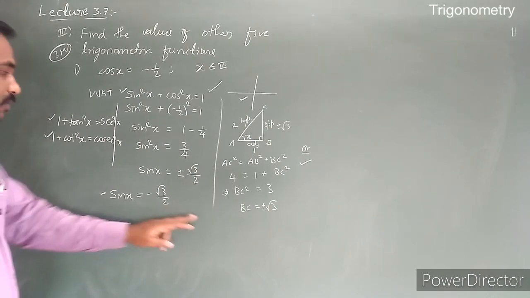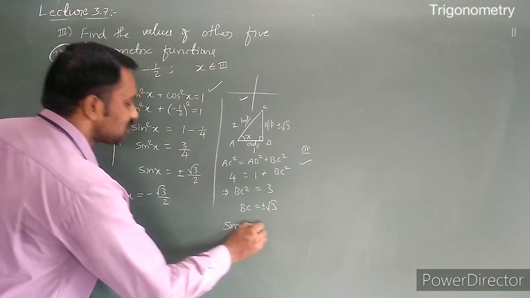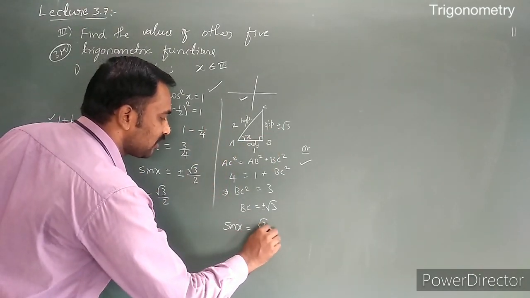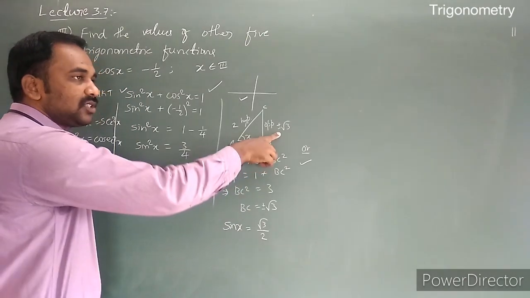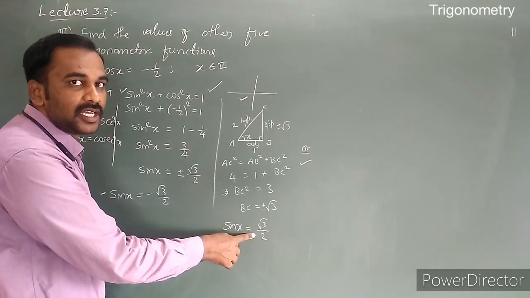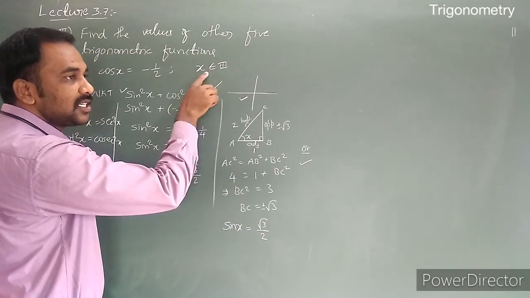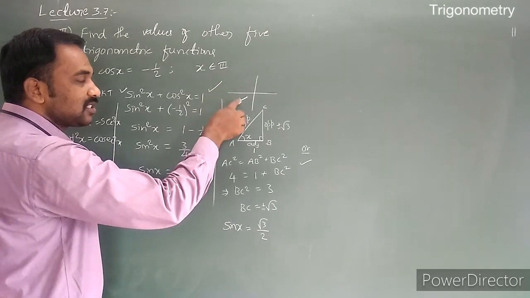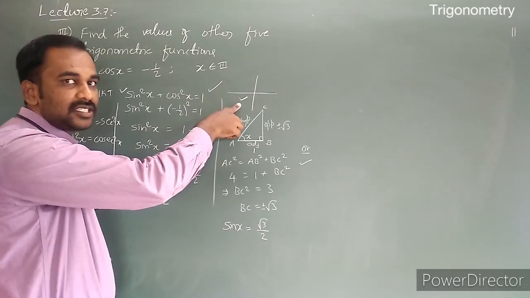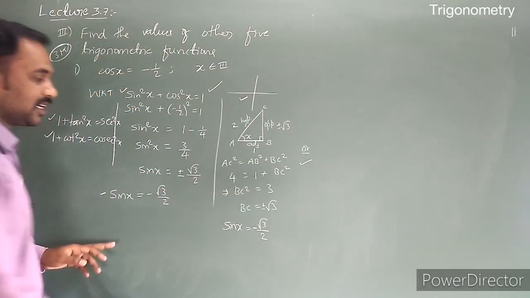Okay. So from this, we can write the sin x value. What is sin x? Opposite divided by hypotenuse: root 3 divided by 2. Here, shall I keep root 3 positive or negative? Here it is negative. Why is it negative? Because the angle is present in the third quadrant, and in the third quadrant sin is negative. So it is kept as negative.